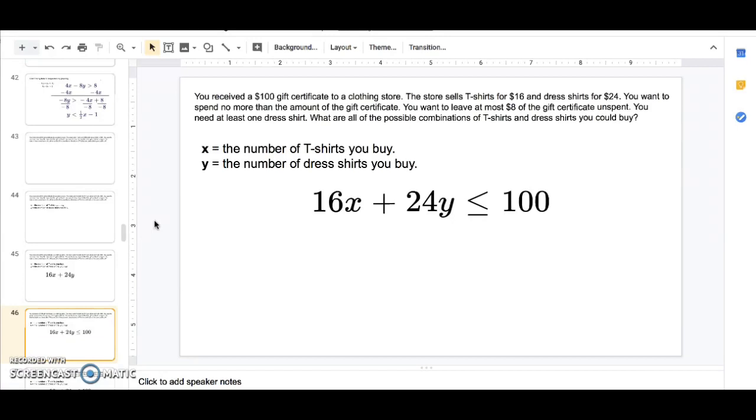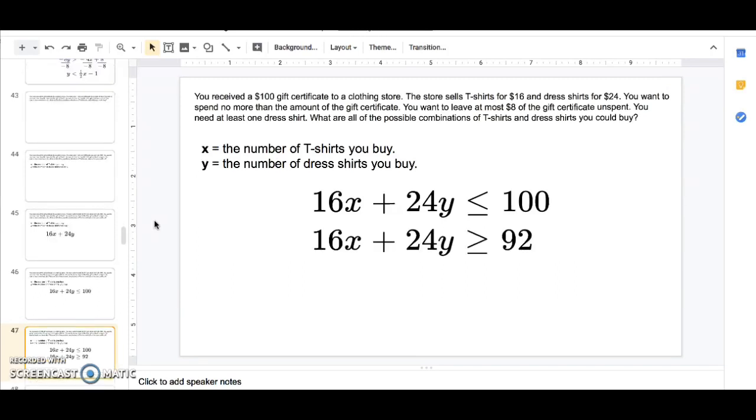The second says we want to leave at most $8 of the gift certificate unspent. That means we want to spend our amount of the gift certificate except for that. So we subtract 8 from 100 and we get 92. That means we want to spend greater than or equal to $92 to leave at most $8 unspent. So we have 16x plus 24y is greater than or equal to 92. And the reason why it's 92 is because we need to subtract $8 from $100 to see how much of the gift certificate we would have to spend to leave at most $8 unspent.